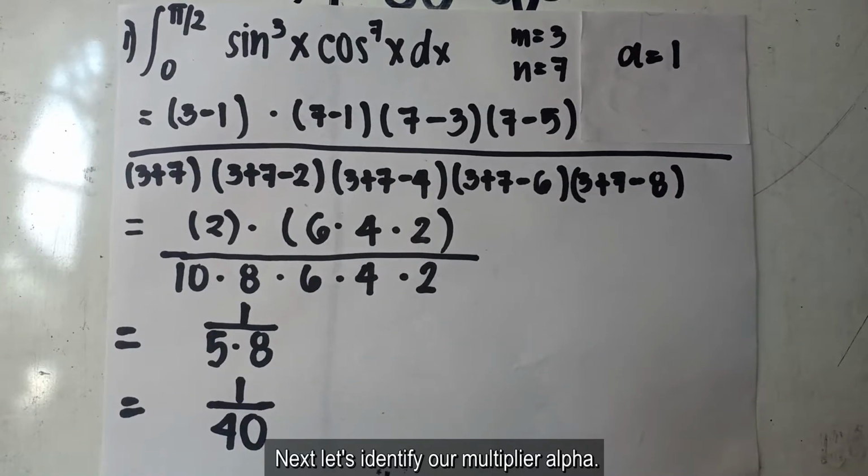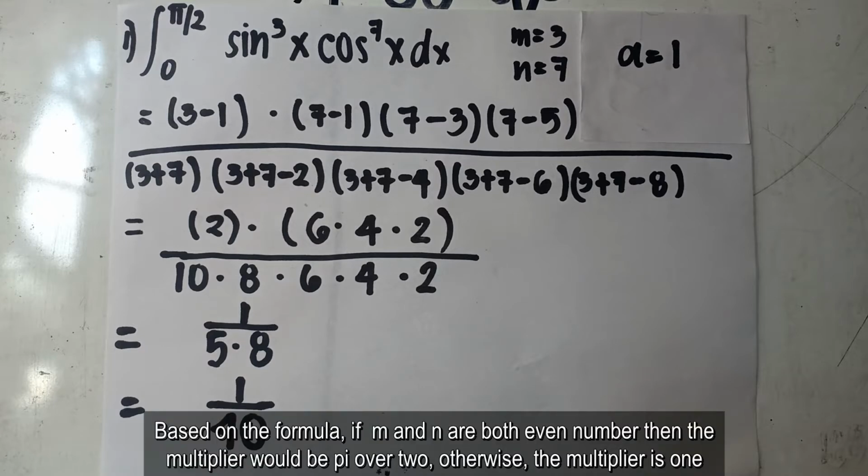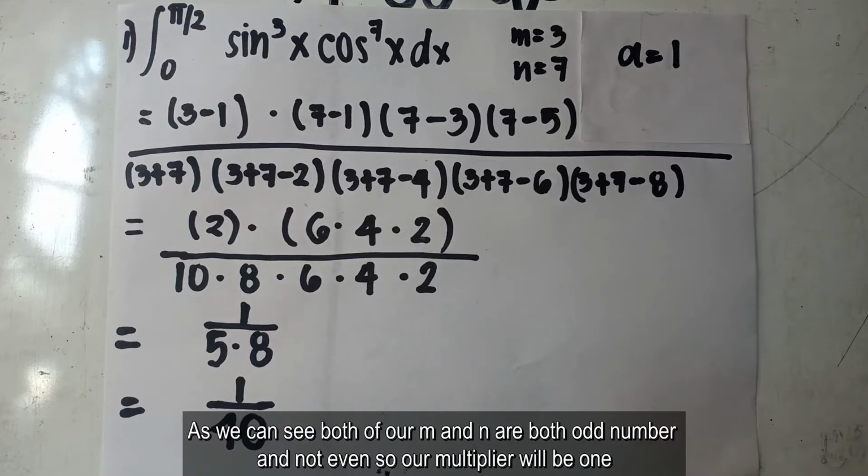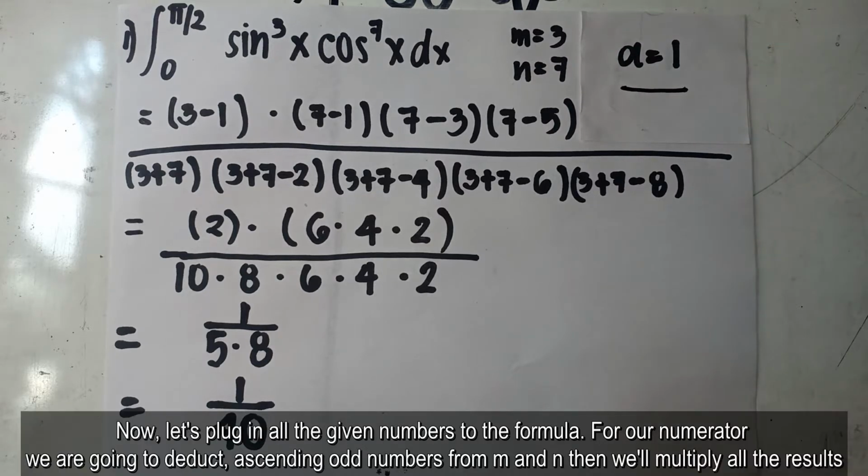Next, let's identify our multiplier alpha. Based on the formula, if m and n are both even numbers, then the multiplier would be pi over 2. Otherwise, the multiplier is 1. As we can see, both of our m and n are odd numbers and not even, so our multiplier will be equal to 1.